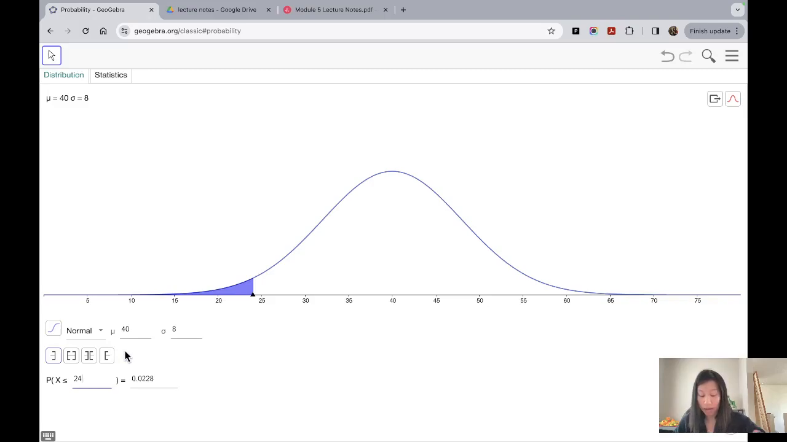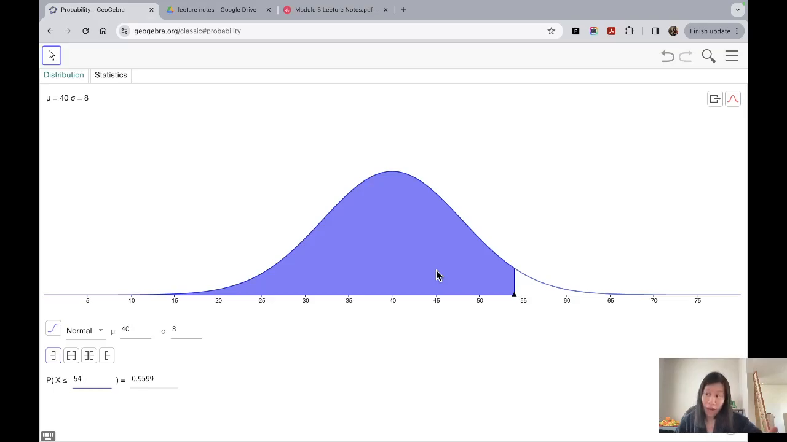Last one is the annual rainfall is 54% less. This one we won't be able to calculate by ourselves because it's not the cutoff value, which is this point. This guy is the cutoff value. It's not on the standard deviation. So from GeoGebra, we can get the exact probability, which is 95.99%. Okay, so that's it for how we use GeoGebra.